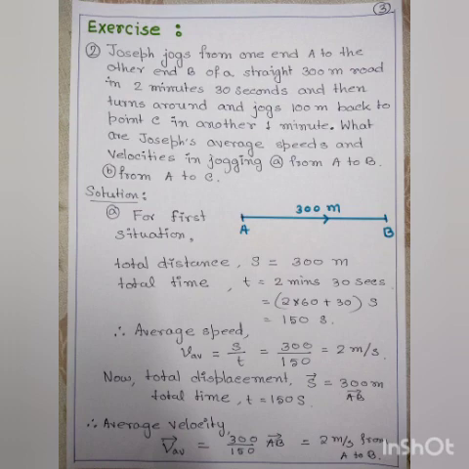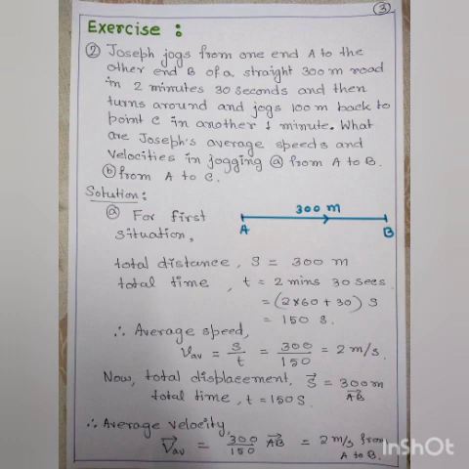So V average will be 2 meter per second. And what about the average velocity? So for this condition, while Joseph jogs from A to B, the total displacement is also 300 meter.